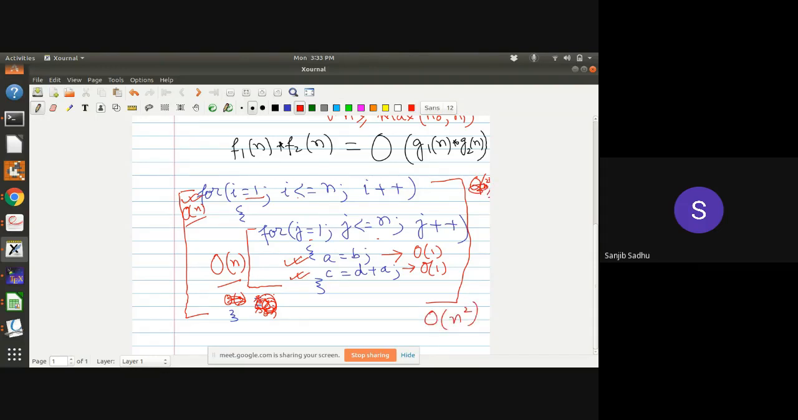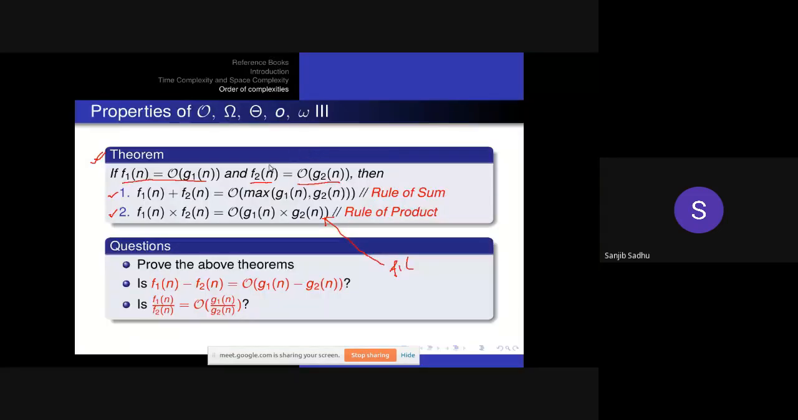Now what is this? Big O of g1(n), this is g2(n). So the total time complexity, since one is embedded within the other, will be big O of n into n. That means big O of n square. So this is called the rule of product. Clear? Rule of product.